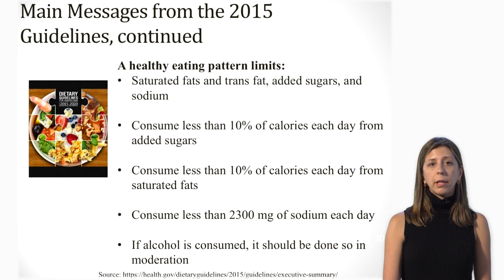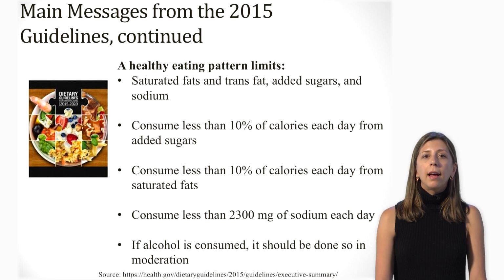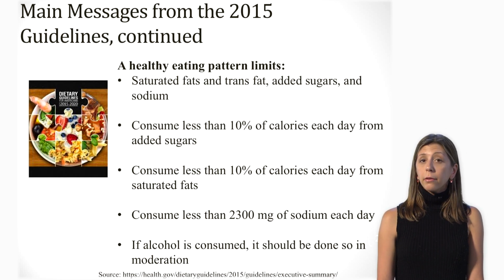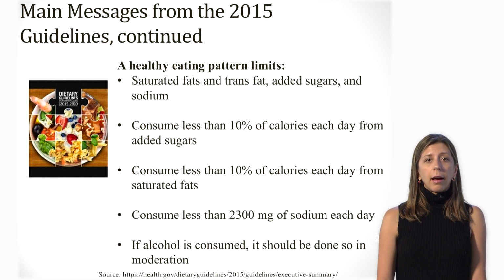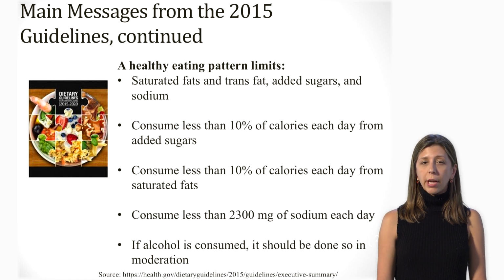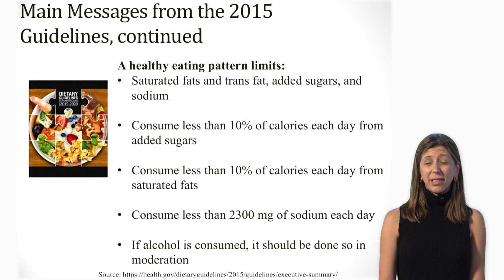What else did the 2015 dietary guidelines tell us? Well, a healthy eating pattern includes some of the things I just told you, but it also limits some things. And these are saturated and trans fats, added sugars and sodium, and some other things here that are really specific to the public. We should consume less than 10% of calories each day from added sugars. We find added sugars in fruit juices, beverages, cookies, cakes, anything pretty much that has been added to food during processing is considered an added sugar.